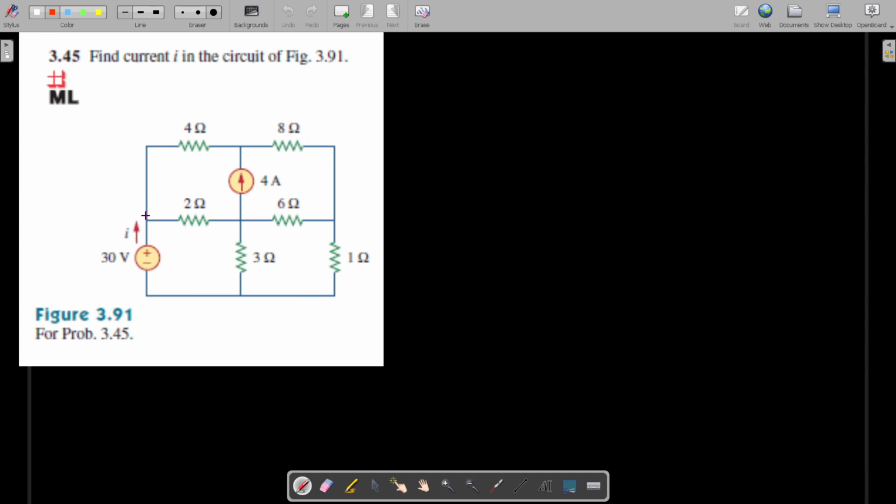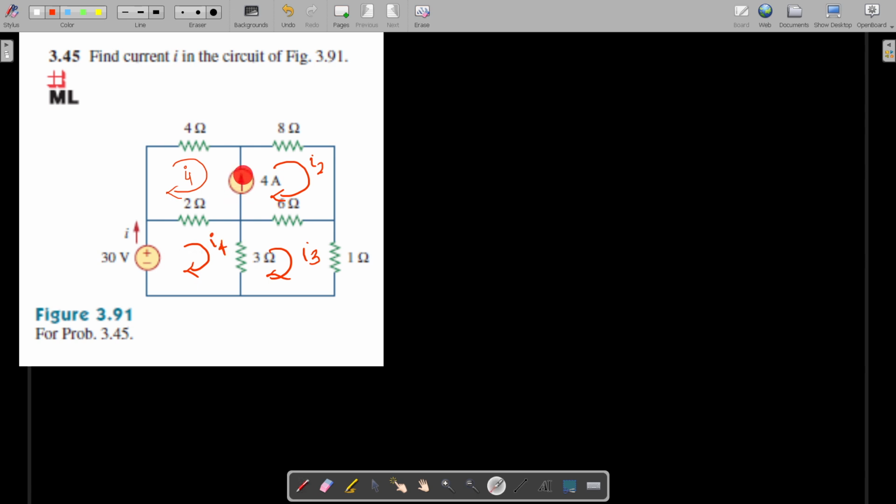So when we inspect this particular circuit, we come to understand that this consists of 4 loops. So we can draw the loops. This is loop number 1 with the current I1. This is loop number 2 with current I2, and then this is loop number 3 with current I3, and this is loop number 4 with current I4.